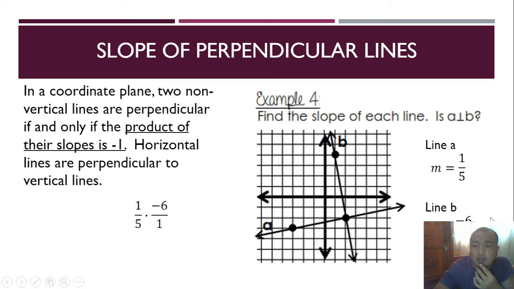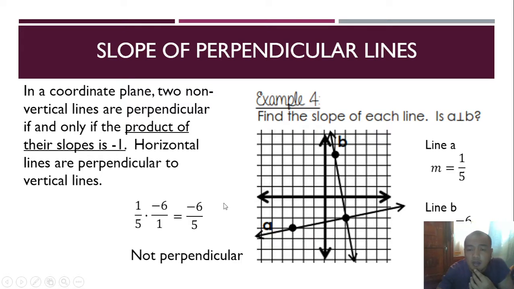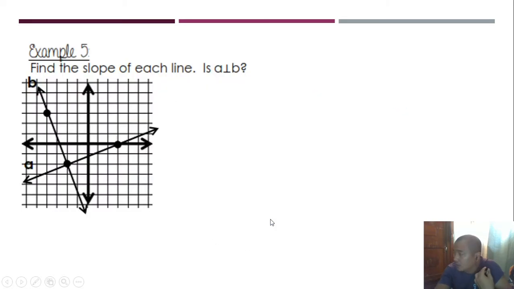Negative 6 over 1. So to determine if the lines are perpendicular, the product of the slopes should be equal to negative 1. 1/5 times negative 6 over 1. Okay, they are not perpendicular. Seemingly they are perpendicular, but if you solve their slopes, the product of their slopes is not equal to negative 1, so they are not perpendicular.